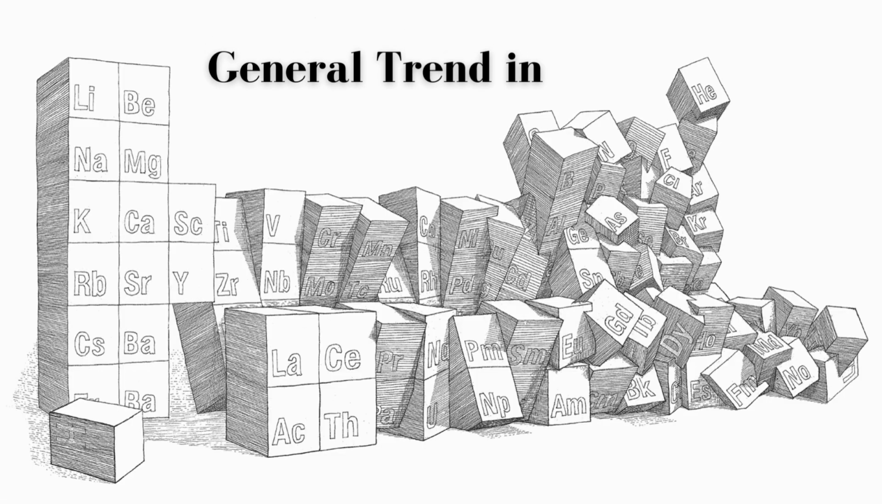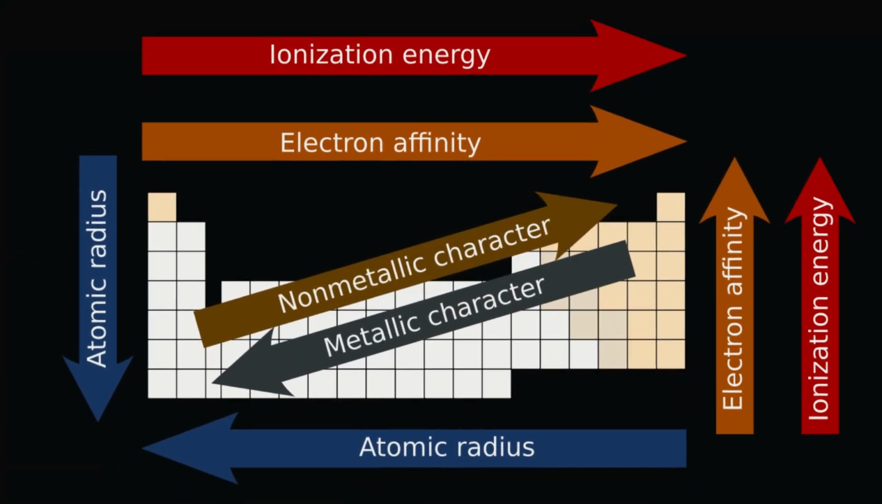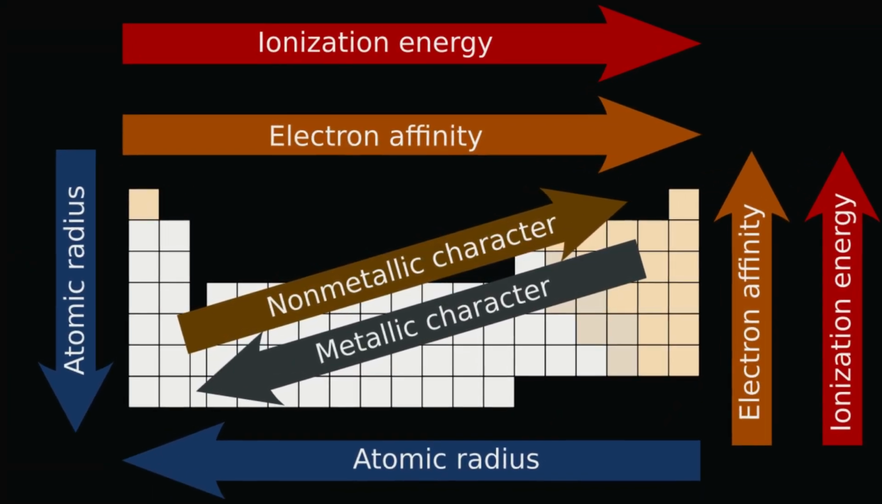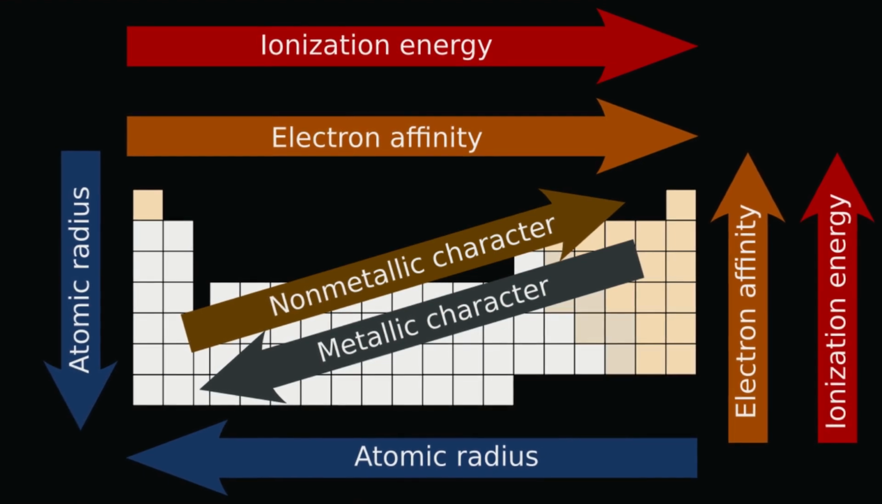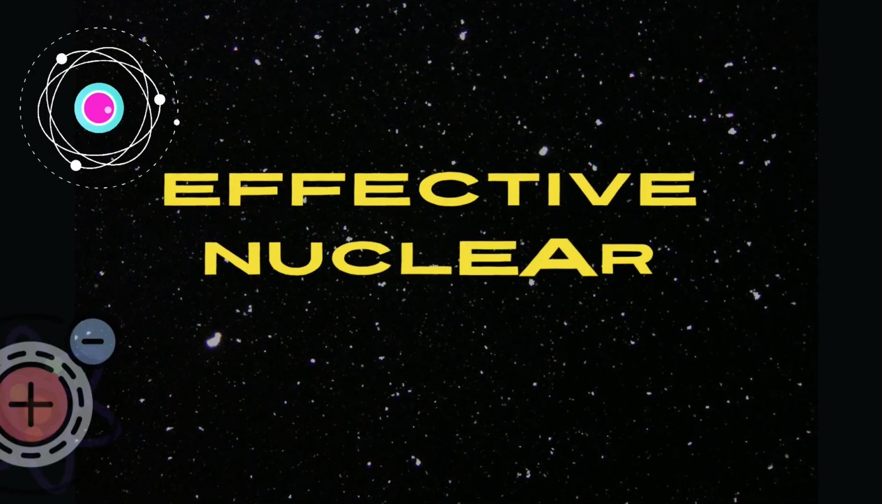So now let's talk about the general trend of the periodic table. Based on this graphical summary of the general trend, we can conclude that if we compare a helium atom and a cesium atom, the helium atom has higher ionization energy and electron affinity, while it has a smaller atomic radius and lower metallic character compared to the cesium atom.